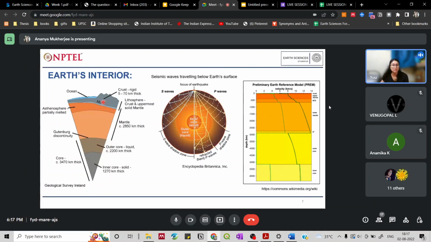We have the Moho discontinuity, which is the discontinuity between the crust and the mantle. We have the Gutenberg discontinuity, that is a discontinuity between the mantle and the core. As we can see over here, there is a drastic drop in the velocity. There are some other discontinuities that are not mentioned here: between the upper crust and the lower crust there is the Conrad discontinuity, and between the outer core and the inner core we have the Lehmann discontinuity.